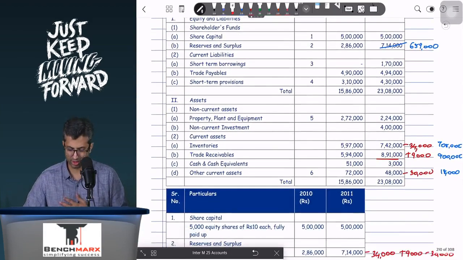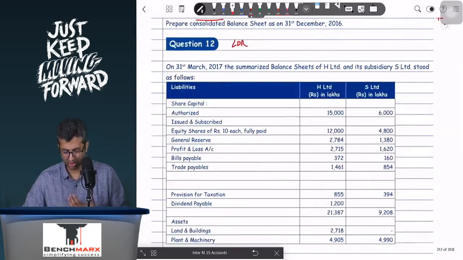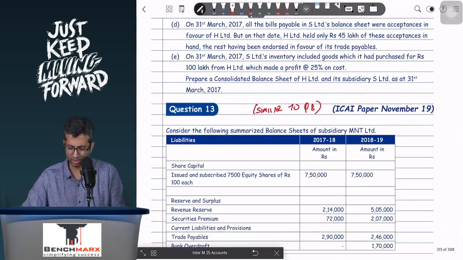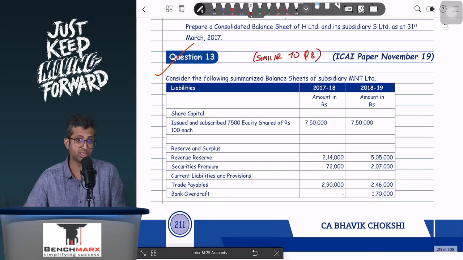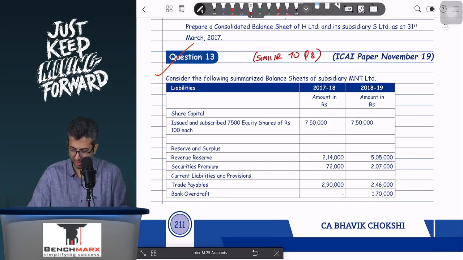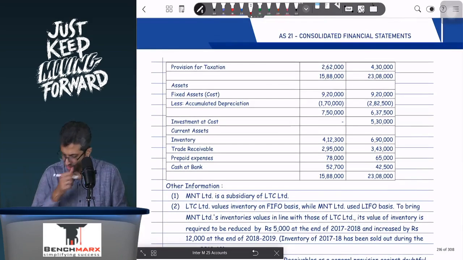Yes. So this is question number 8. You can review question number 8 and then maybe go to question number 13. Now if I go to question number 13, this is by and large a similar question to question number 8 only. So if you have done 8 properly, 13 is kind of a cakewalk. Consider the following balance sheet of M&T. The same balance sheet is given. M&T is a subsidiary of LTC.